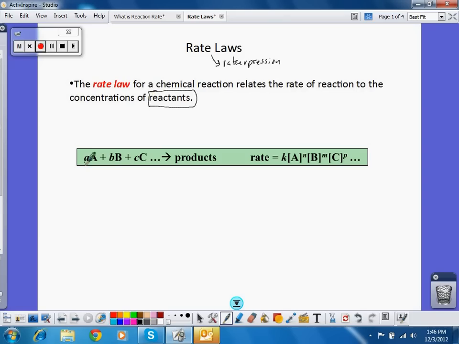So when I look at my generic example, you'll notice we don't have generic products, because when we examine the rate with a rate law, we're not worried about how fast the products are being produced, because we can always go back and figure that out based on what's happening with the reactants. And you'll notice when I have this generic reaction, the rate law, or the rate expression, looks like this. So the rate of reaction is equal to K, which is called a rate law constant.